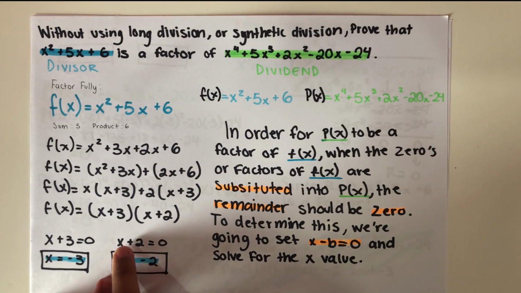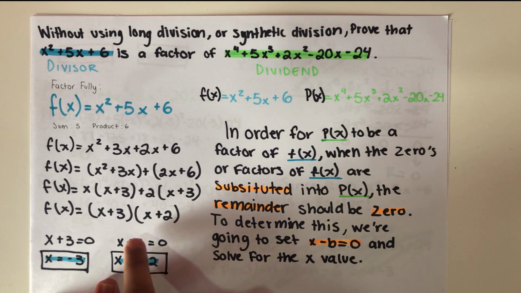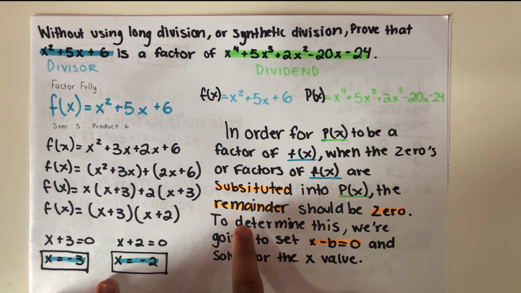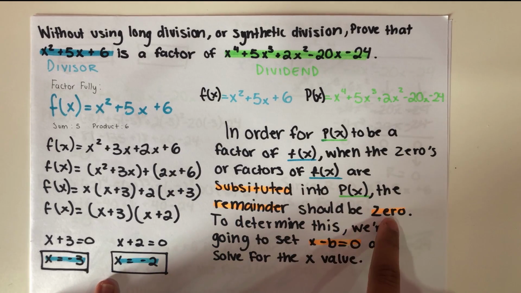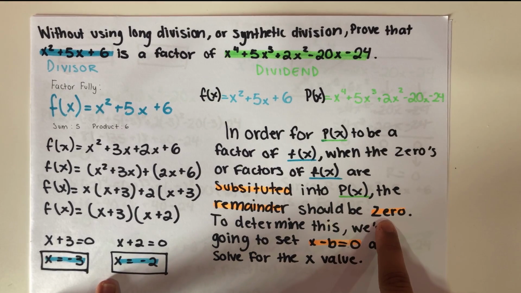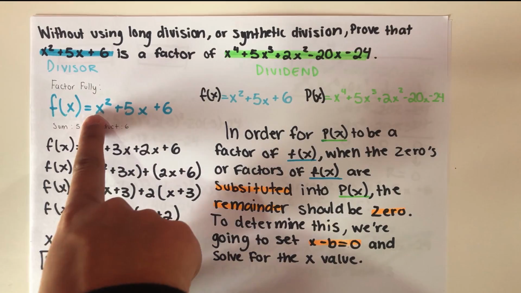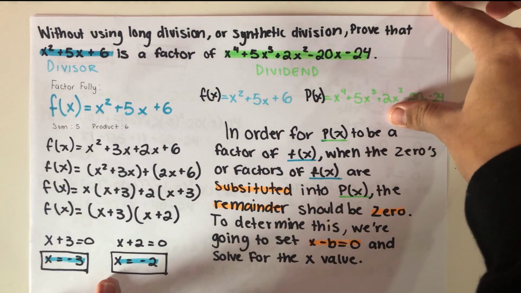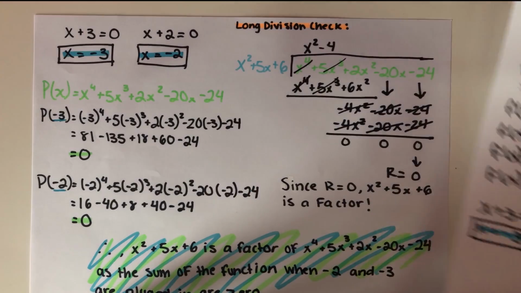Same thing. So we're going to do x plus 2 equals 0. Bring 2 over to the other side, so it becomes negative. So x is equal to negative 2. Just keep in mind that the p of x should be equal to 0, the remainder should be 0, if these numbers are substituted in. So that means that this will be a factor of this. So let's try that on the next page.